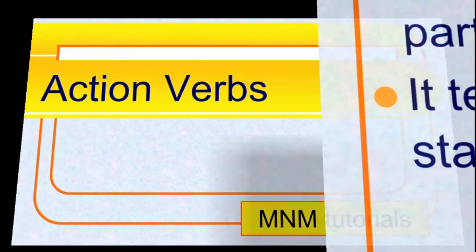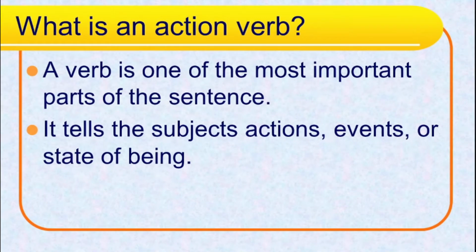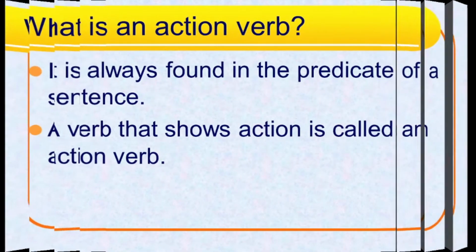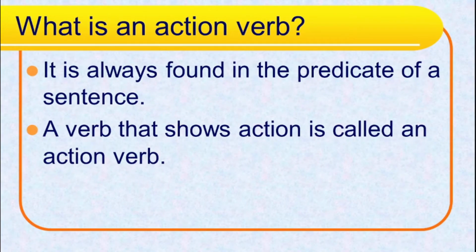Action verbs. What is an action verb? A verb is one of the most important parts of the sentence. It tells the subject's actions, events, or state of being. It is always found in the predicate of a sentence. A verb that shows action is called an action verb.